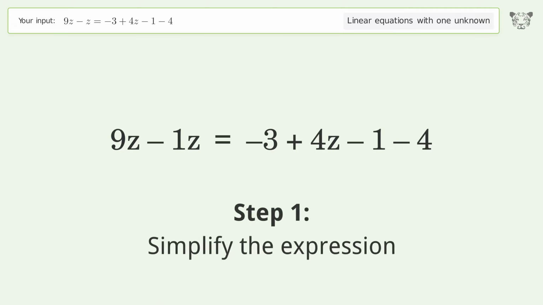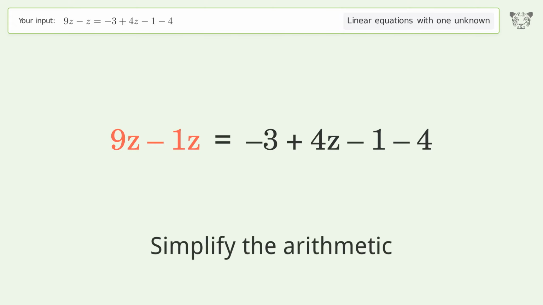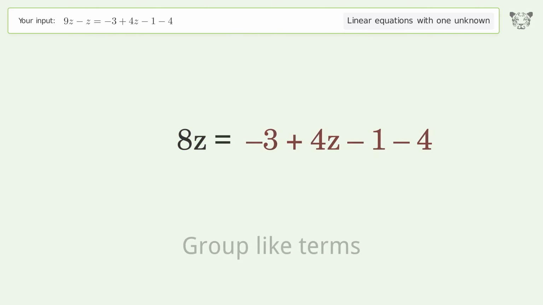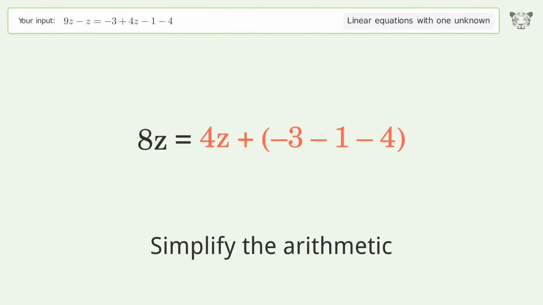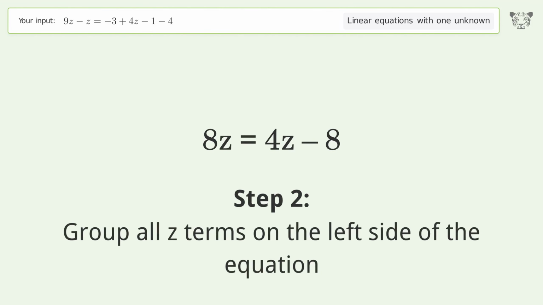Simplify the expression. Simplify the arithmetic. Group like terms. Simplify the arithmetic. Group all z terms on the left side of the equation.